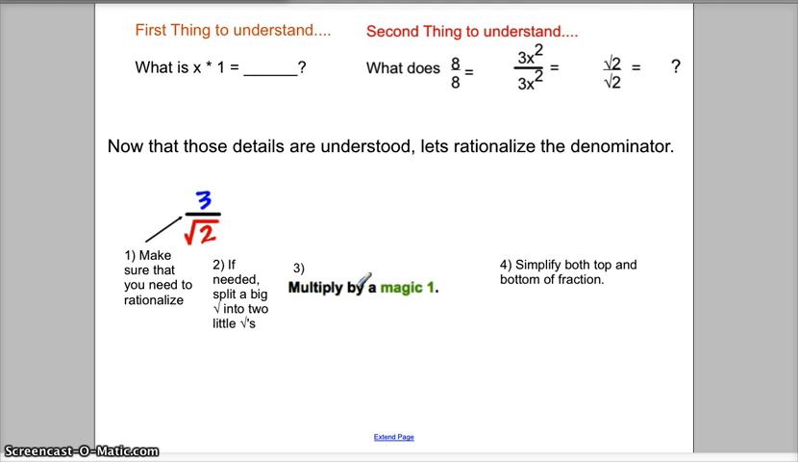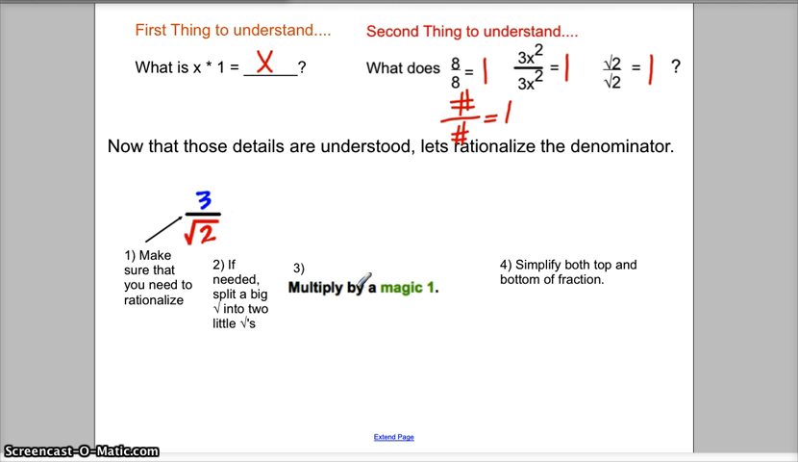Couple of things to understand. What is x times 1? Well, it's x. Anything times 1 is itself. What does 8 over 8 equal? 1. What does 3x squared over 3x squared equal? 1. Square root of 2 over the square root of 2? 1. You take any number and divide it by itself, you're going to get 1. We're going to use that idea here.